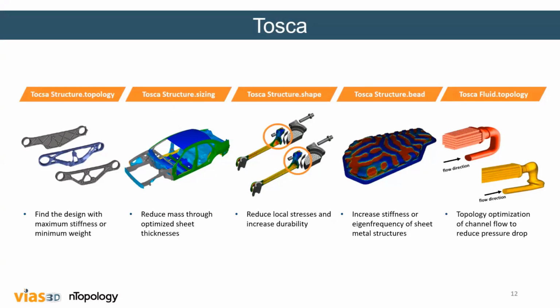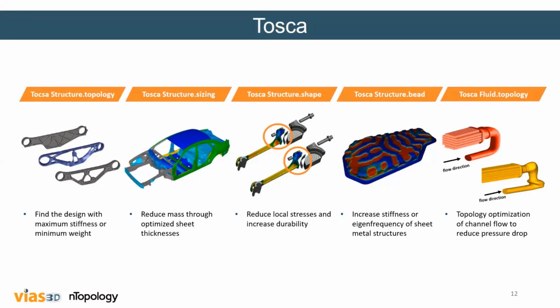For Tosca structure, another one is the bead optimization. This is more of a CPG kind of example. You can think of the bottles and all. So it increases the stiffness or the eigenfrequency for either a sheet metal structure or any sort of structure which has a very small, very minimal thickness. So it doesn't have to be a metallic structure.